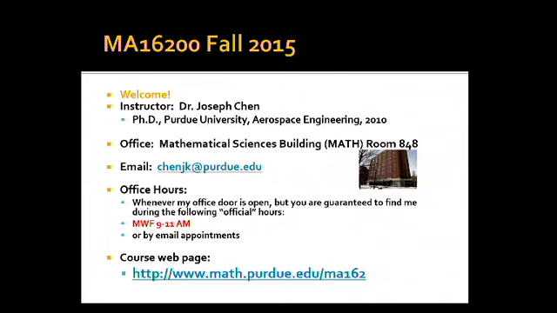I'm Dr. Joseph Chen. I'm your instructor. My office is in Math Building, room 848. My email address is chenjk@purdue.edu. My office hours, officially, are Monday, Wednesday, Friday, 9 to 11 a.m. But anytime my door is open, I will talk to you.